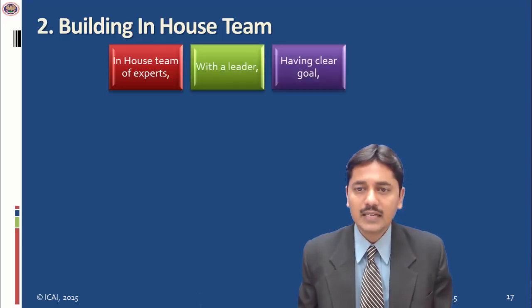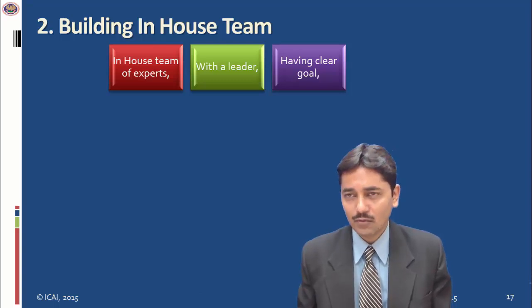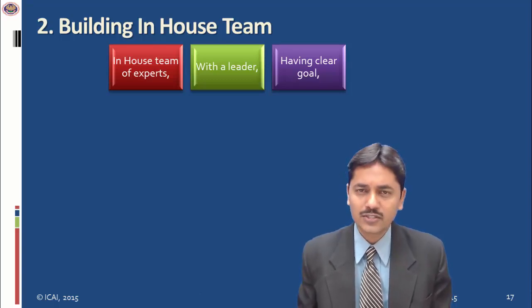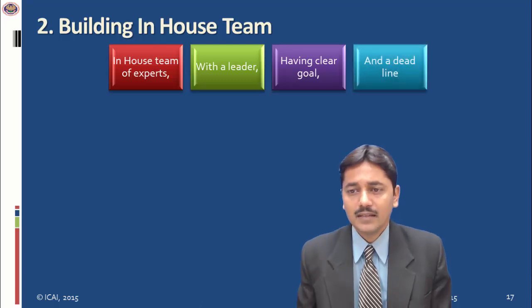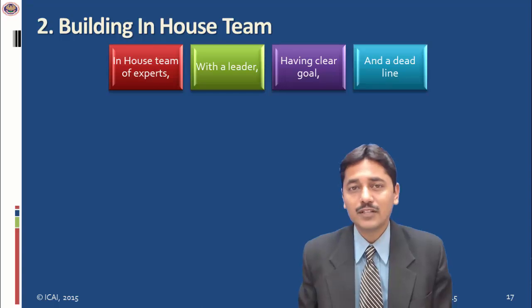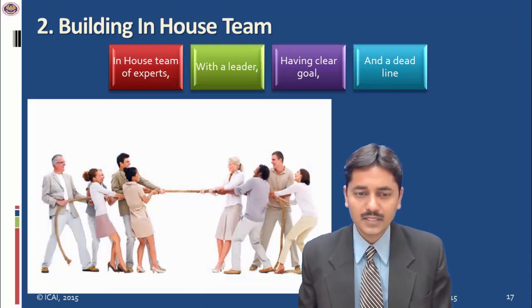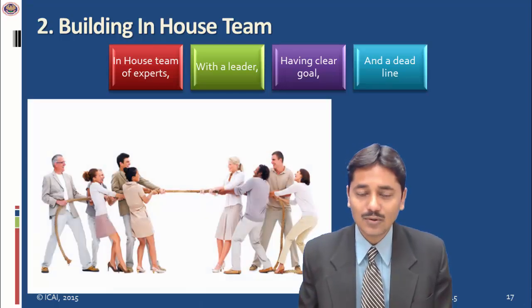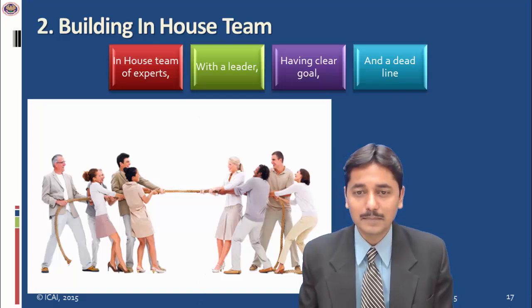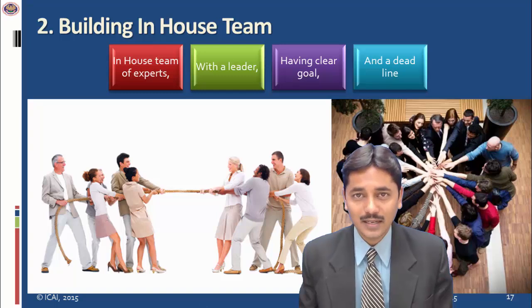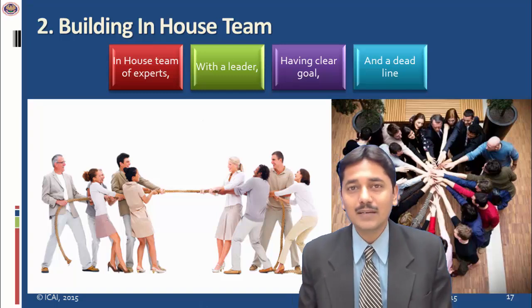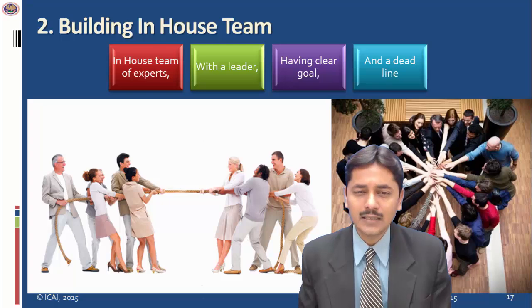There must be a leader and the goal of the team must be crystal clear. What is the objective? It must be crystal clear in the mind of everybody. And one more very important thing, there must be a deadline for implementation of the ERP system. So please remember, an in-house team is extremely necessary and there should not be a tussle within the team. It should work like a team and everybody must have a common and clear goal in mind.